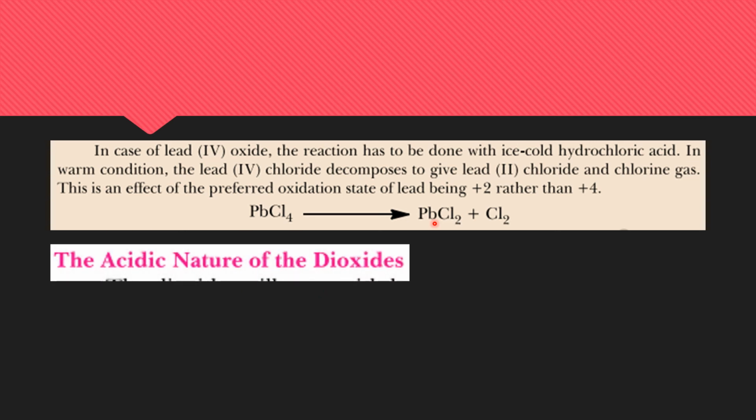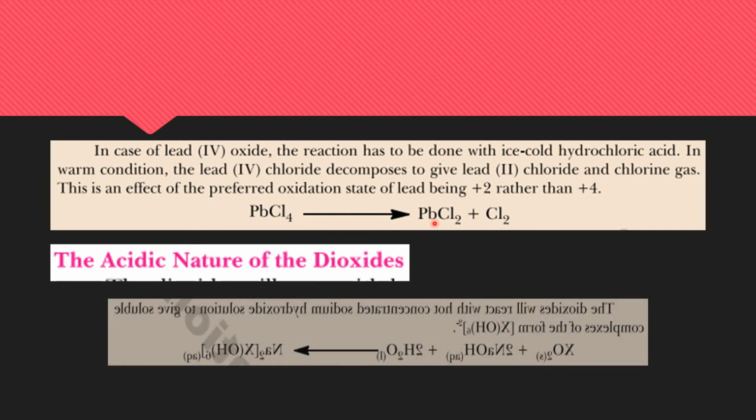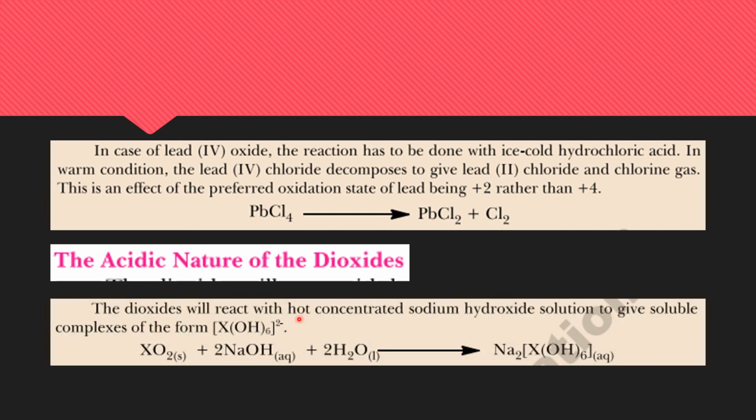And about the acidic nature of these dioxides, the dioxides of germanium, tin and lead react with hot concentrated sodium hydroxide solution, and when they react with the sodium hydroxide solution, they form a hexahydroxo complex. And again it shows that, as they are reacting with alkalis, they are behaving as an acid. So these oxides are amphoteric in nature.